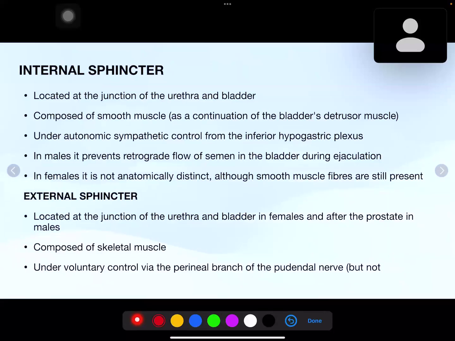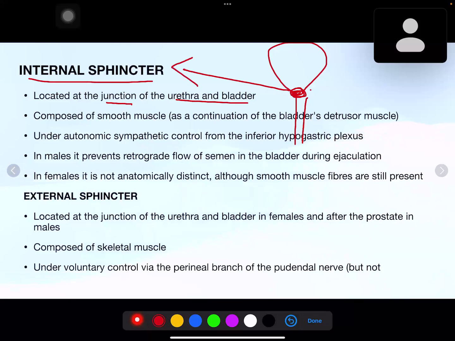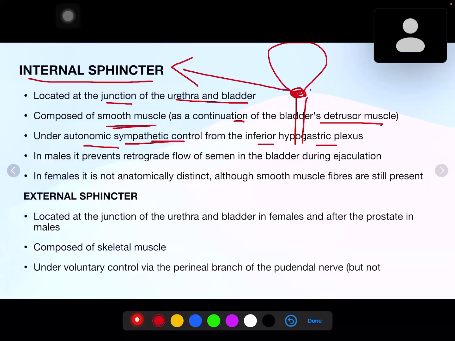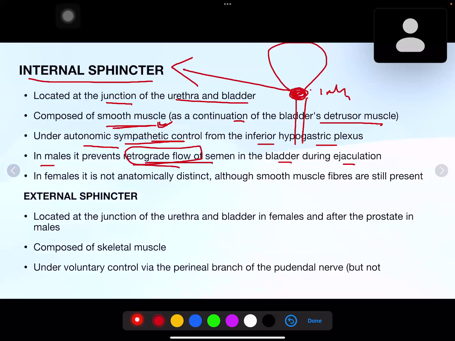Okay, so there are a few sphincters. So what was the internal sphincter? It was at the junction of the urethra and bladder. Like this, we discussed that it is at the bladder neck. So this is the internal sphincter. It is composed of smooth muscle because it is a continuation of the bladder detrusor muscle. And it is under autonomic sympathetic control; we discussed previously that from the inferior hypogastric plexus it would be contracted. Under sympathetic control it would be inhibiting this internal sphincter. In males, it also prevents the retrograde flow of semen into the bladder during ejaculation. So during ejaculation this sphincter would be closed, and retrograde flow would be prevented through it.